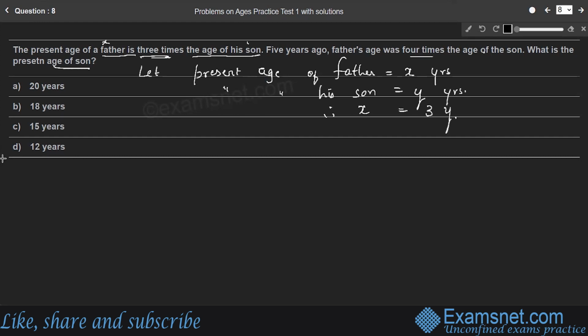And 5 years ago, we'll consider what was the relation between their ages? The father's age was 4 times the age of the son. So 5 years ago, what was the father's age?